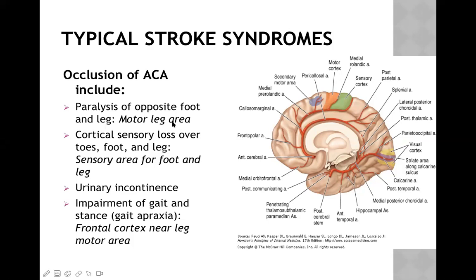Never forget this. At the same time, there is loss of sensation in this area also. There is urinary incontinence because the urinary bladder area is also controlled by the anterior cerebral artery territory, and there is impairment of gait and stance, because of involvement of the frontal cortical area, which is very near to the motor leg area. So there is impairment of gait and stance, meaning the standing position of the patient is also abnormal. So these all are different clinical features of ACA occlusion. Very importantly asked in the exam.